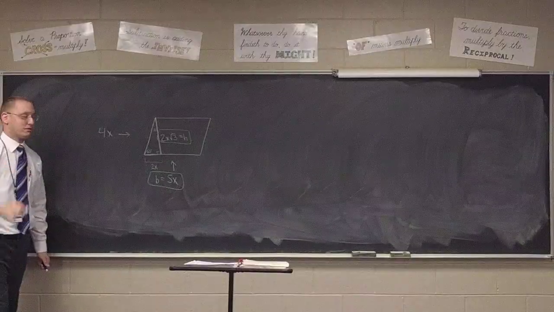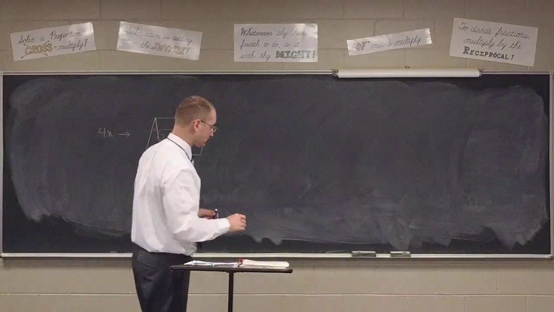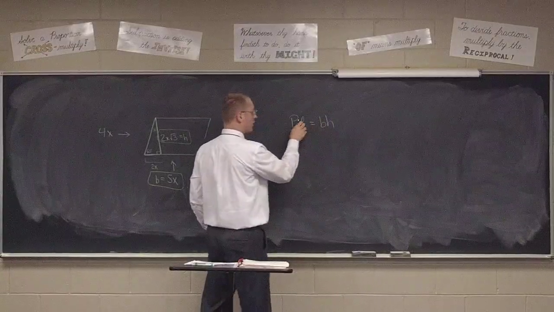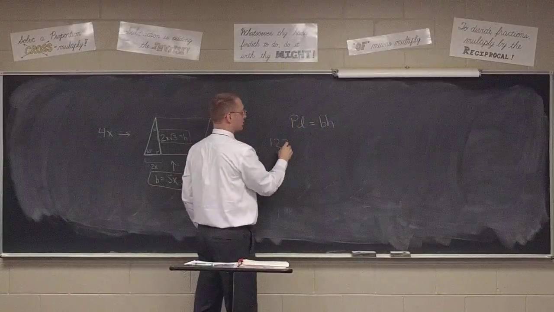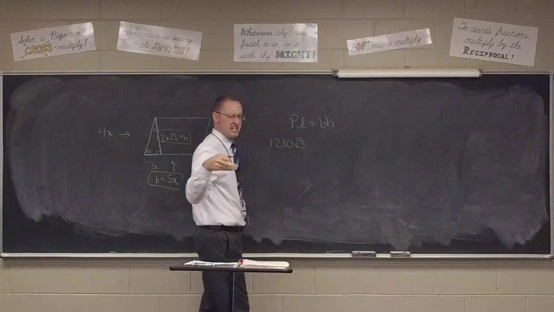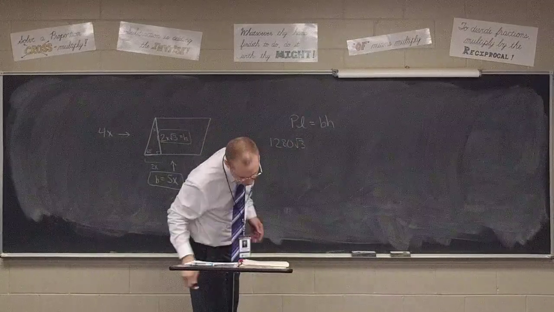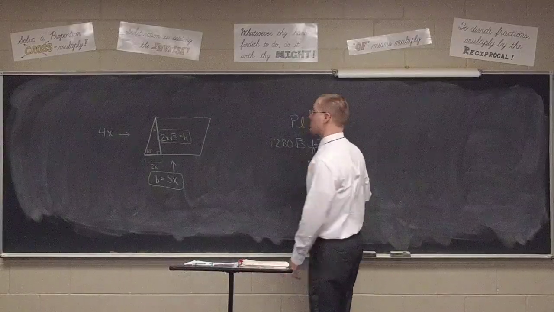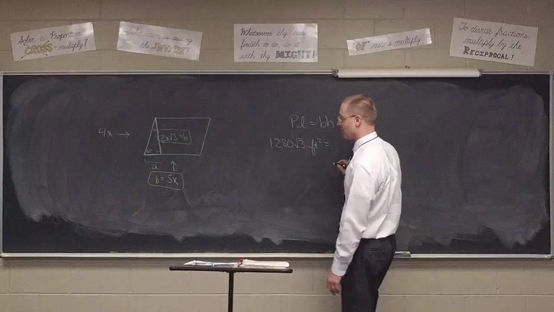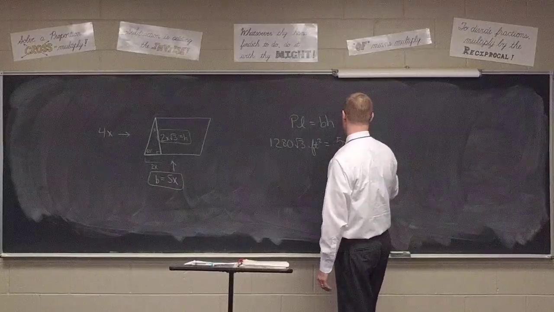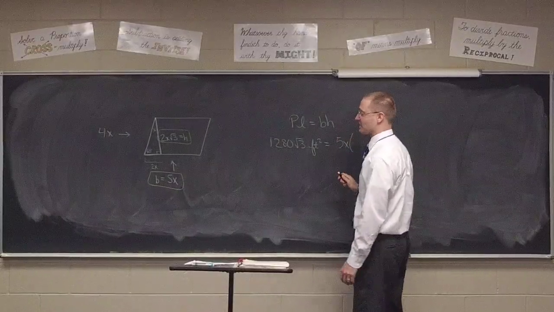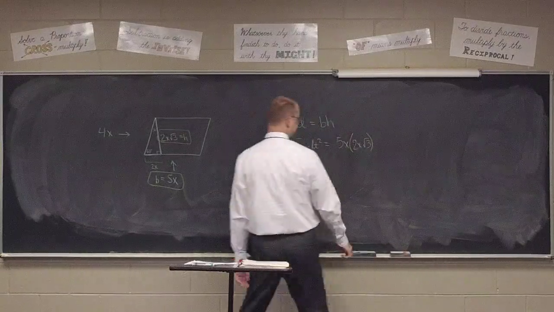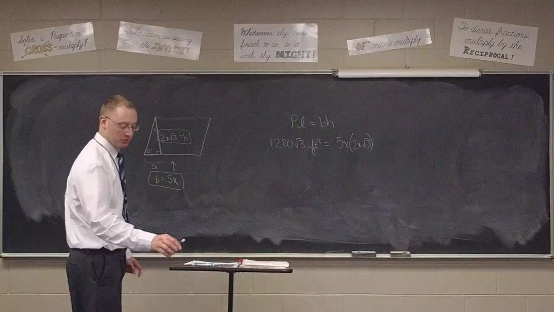And there's one more piece of information here, Chris. The area is 1,280 times the square root of 3 square feet. And I know my base, class, is represented 5x. And I know my altitude is represented 2x times the square root of 3. At your seats, solve.